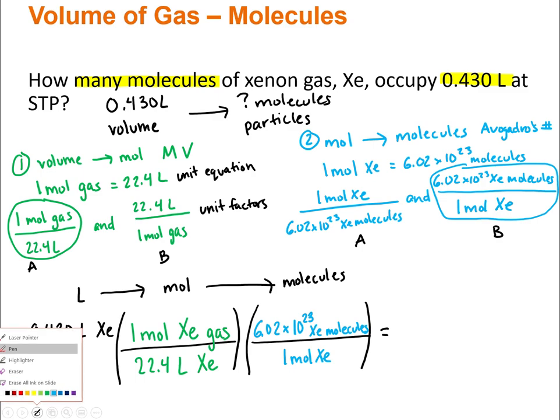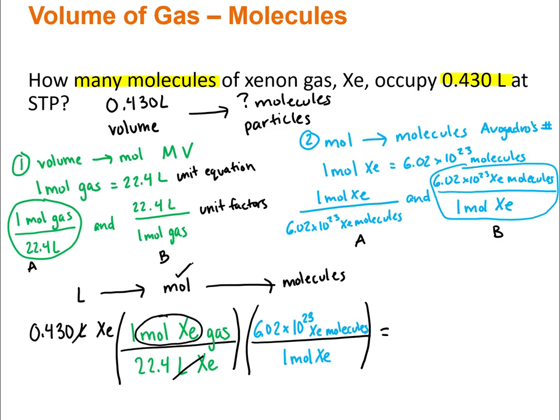Let's make sure that our units cancel the way we want them to. We're getting rid of liters, and we get to moles. That was the first part of our plan. Then we get rid of moles, we get to molecules. That was the second part of our plan. So it looks good.